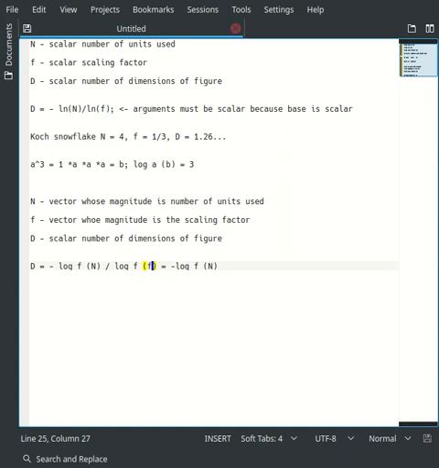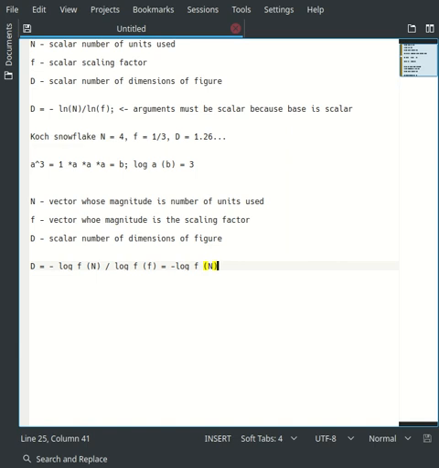Yeah, so something nice happens here, right? Because log base something of that thing is just 1. So this term disappears. And now we're just looking at the negative log base f of n, which is far simpler, right? So now your units will come out, right?